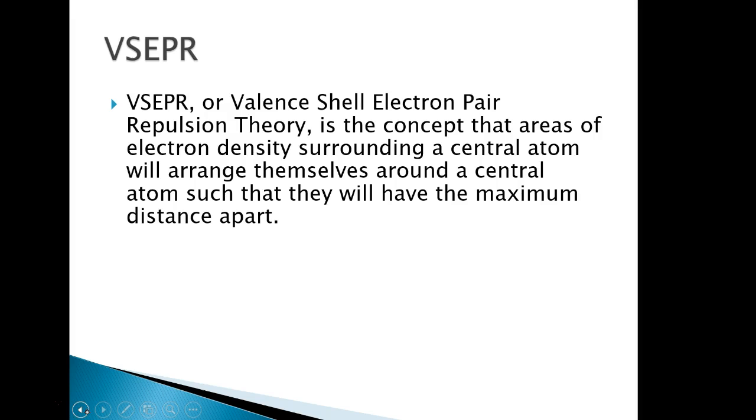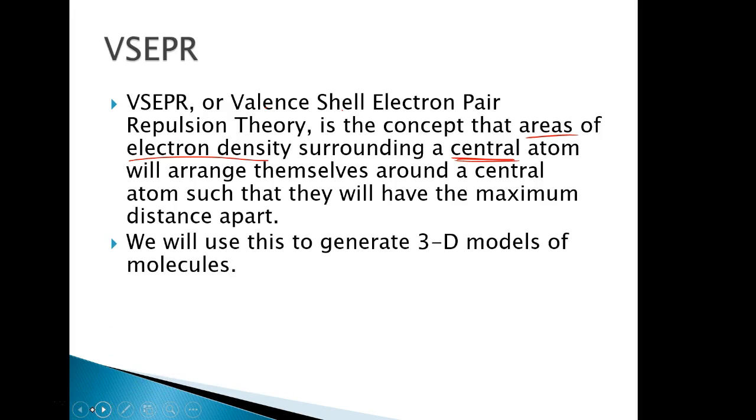The idea is the areas of the electron density, so the areas of electrons, the lone pairs and the bonded pairs, around the central atom are going to push themselves as far away from each other as possible because they're all made out of electrons, and electrons are negative. And so they repel each other a little bit. So the idea is the central atom, the electron density areas around it, will move the atoms or the electron densities around it as far away as possible. That's what valence shell electron pair repulsion means.